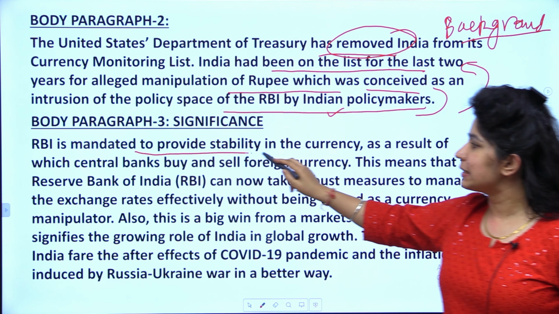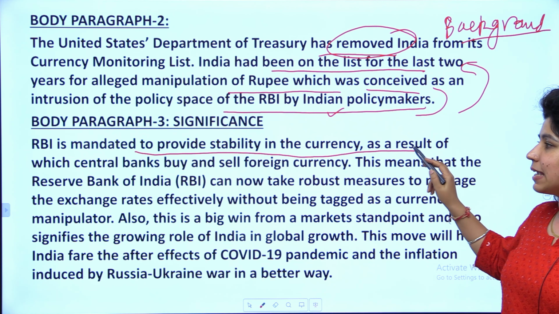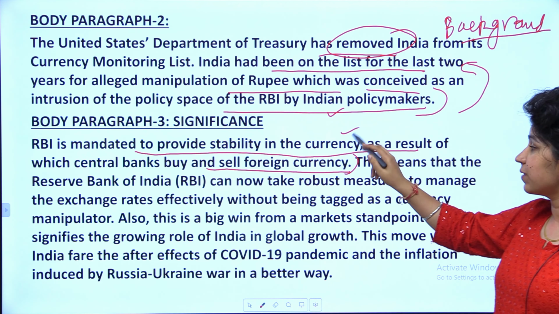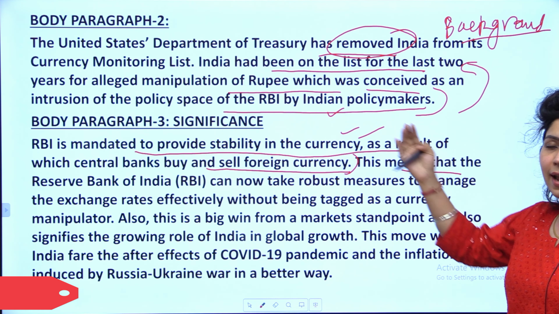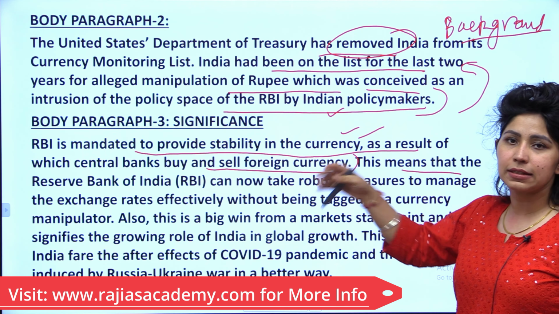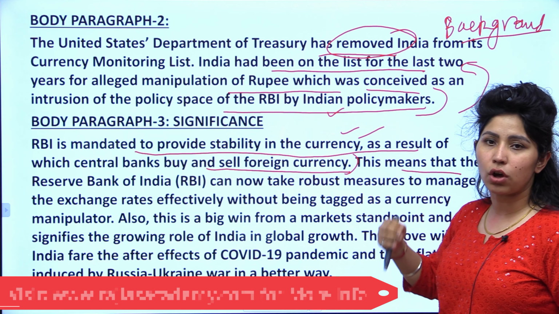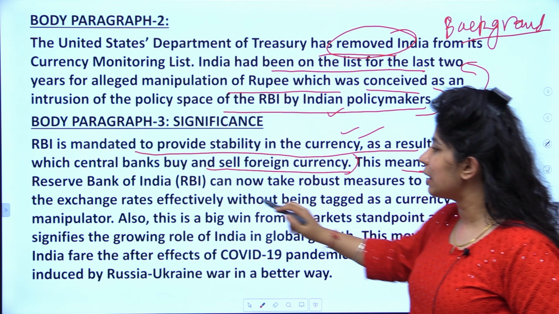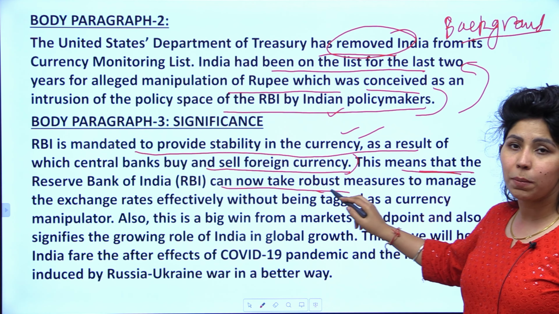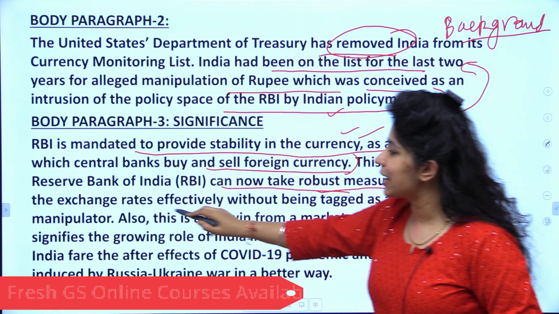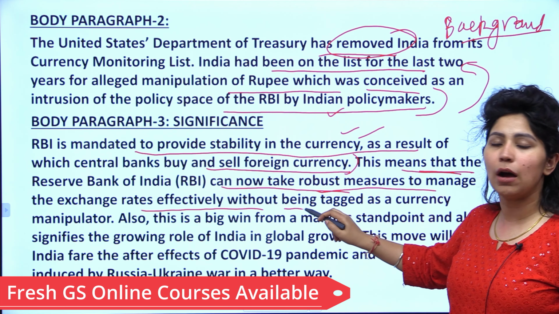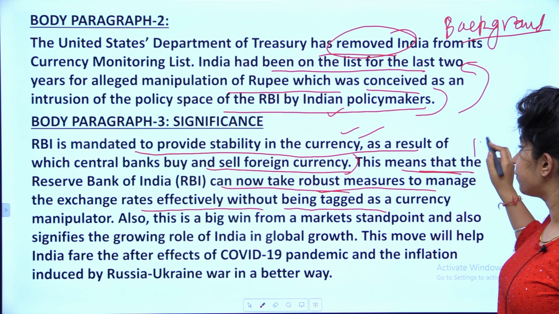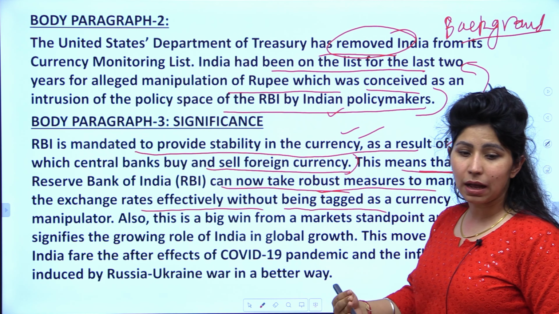RBI is mandated to provide stability in the currency, as a result of which central banks buy and sell foreign currency. This is very true. This means now, since it is off the list, India as a country is off the list of this US Treasury Department. So, the RBI can now take robust measures to manage the exchange rates effectively without being tagged as a currency manipulator. So, that is your first benefit that we will come across.